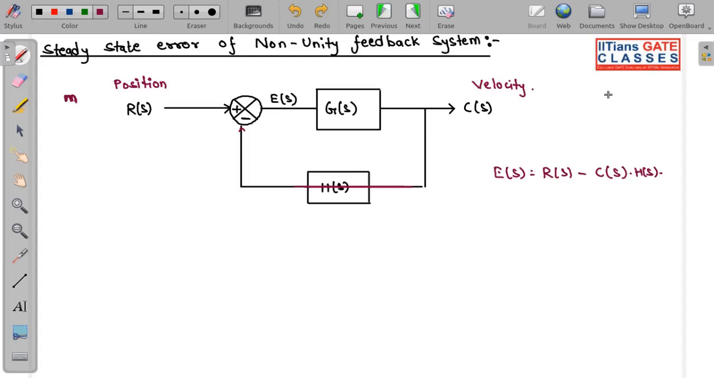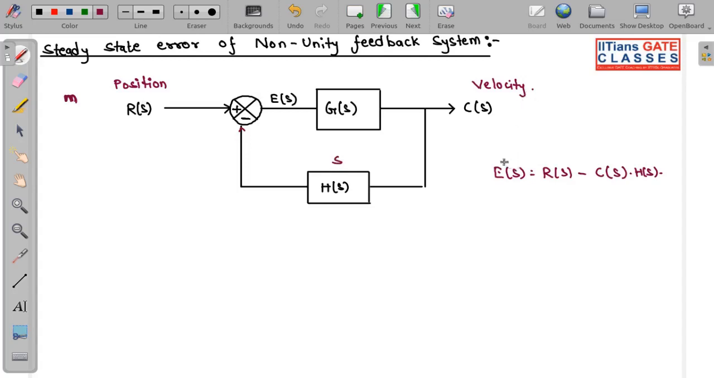Simply, instead of unity feedback, if we have a differentiator over here, then the differentiation of velocity is position. So now position can be subtracted from position. So basically we have non-unity feedback when the output and input have different units.